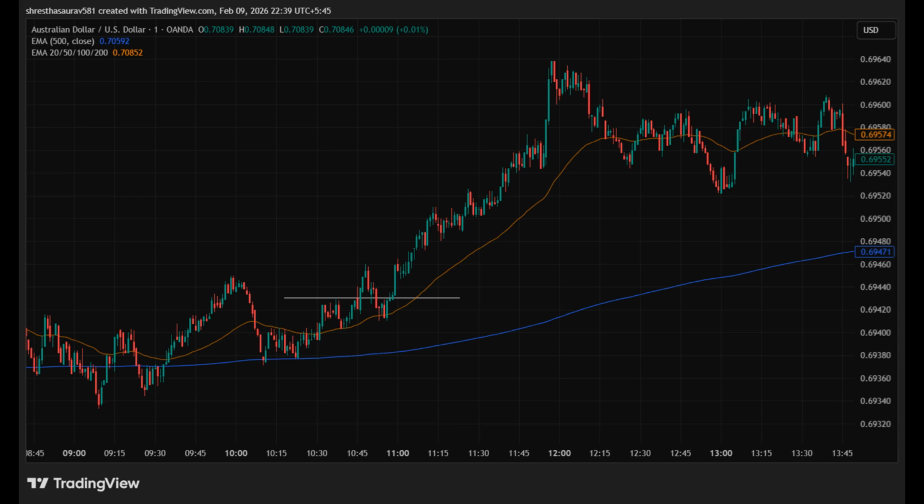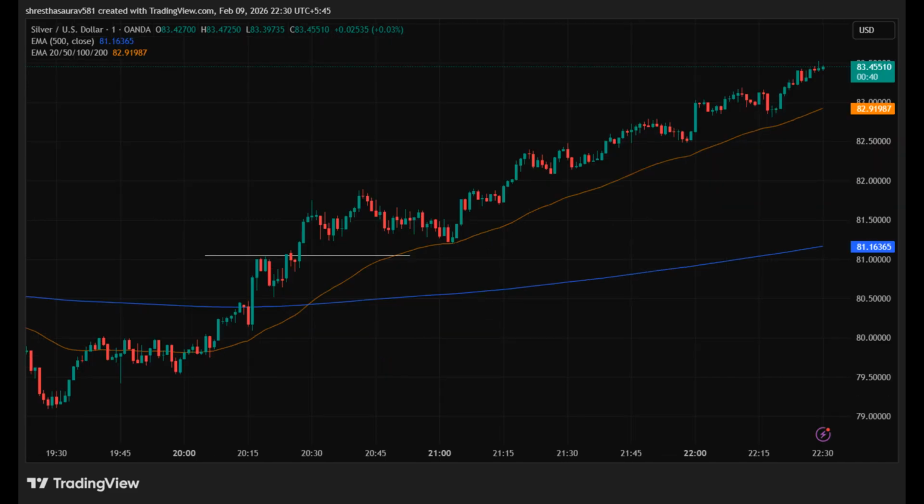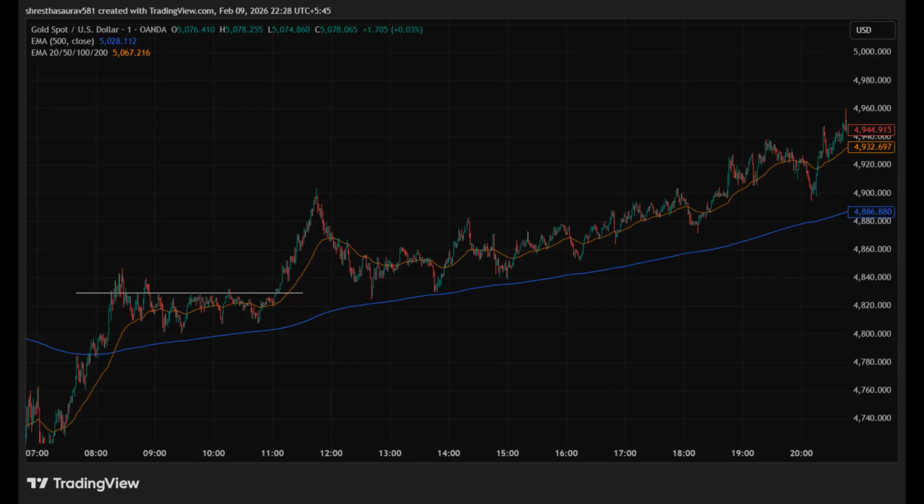Finally, let's look at the Australian dollar versus the US dollar. A clear uptrend is visible, with minor pullbacks offering opportunities at support levels. Let's look at XAUUSD. Price is clearly above EMA 500, and price is breaking above the consolidation. Now let's look at the gold. Price is above the EMA 500 level and doing some consolidation. After breakout of consolidation, price slowly moved above.